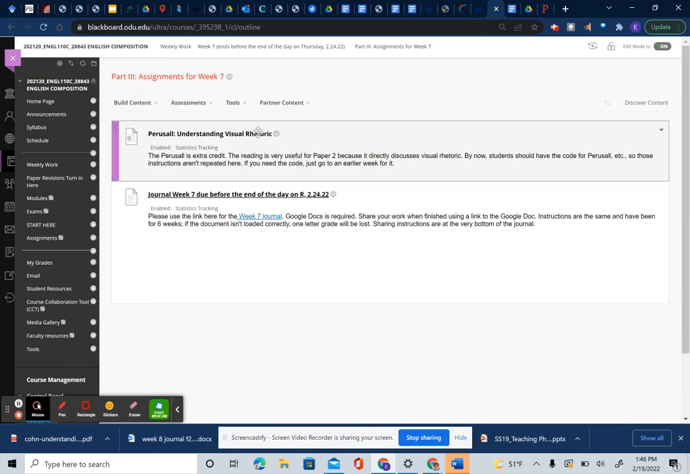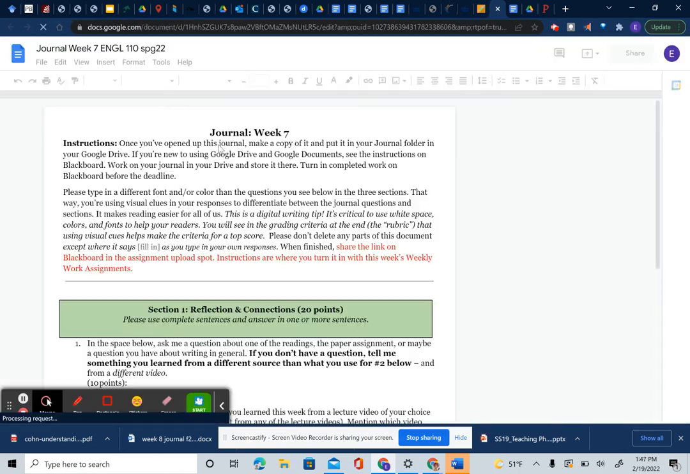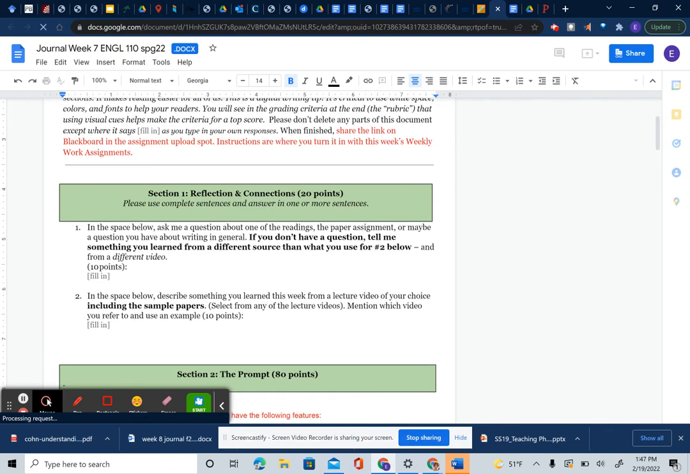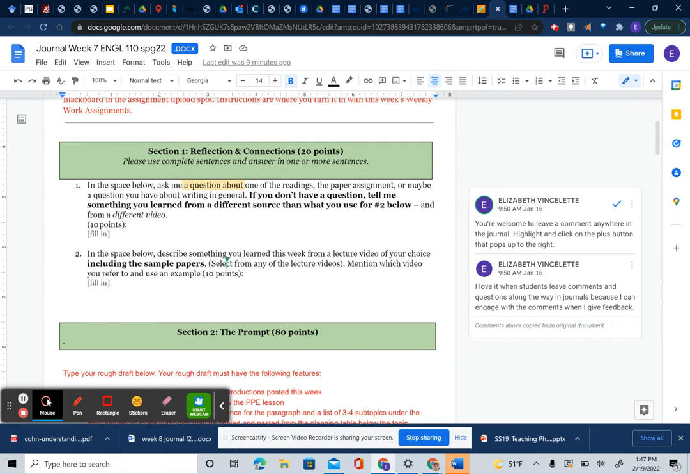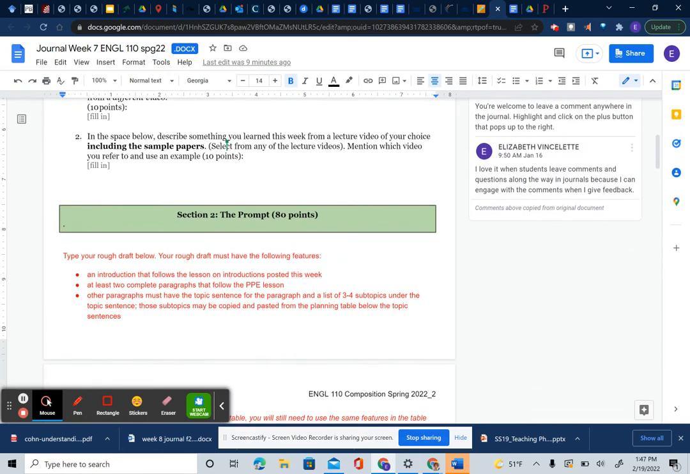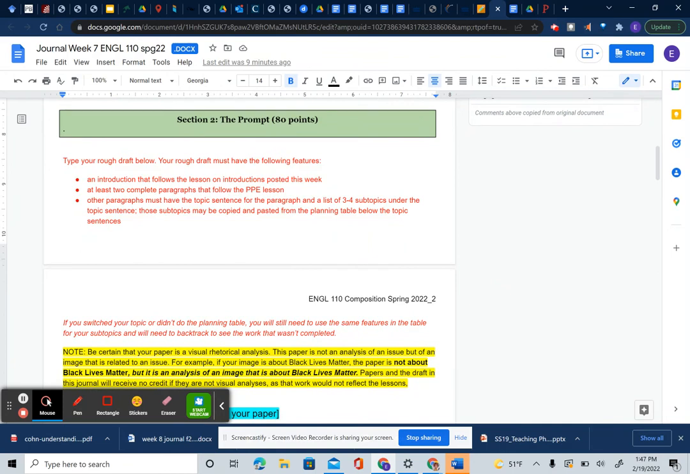So for the perusal, you have to go into perusal to do it, and then you have the week 7 journal here. The week 7 journal has you writing your rough draft. When you click on that week 7 journal, I'm going to cover it in this overview for the week. It'll look familiar. The first 2 questions for 20 points are going to ask you about what you learned from lectures. And then down here, you're going to type a rough draft.